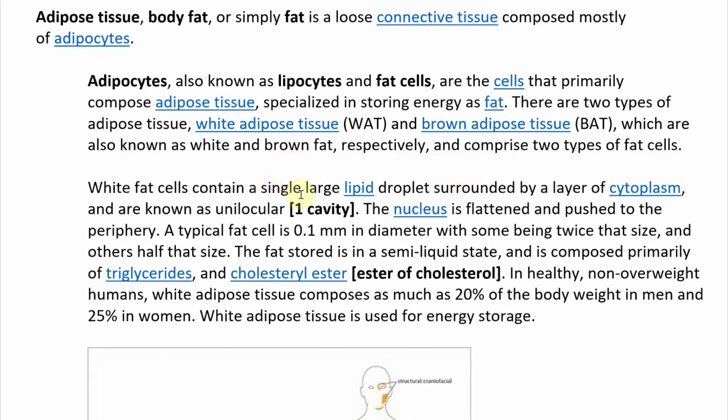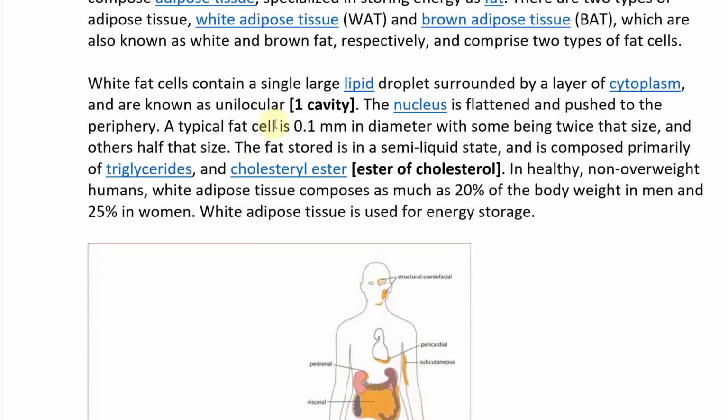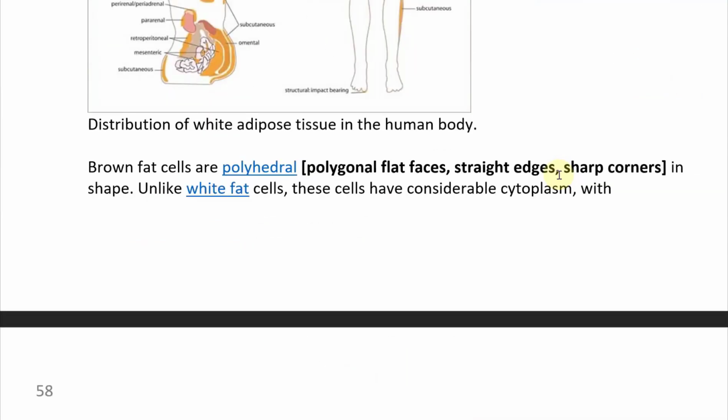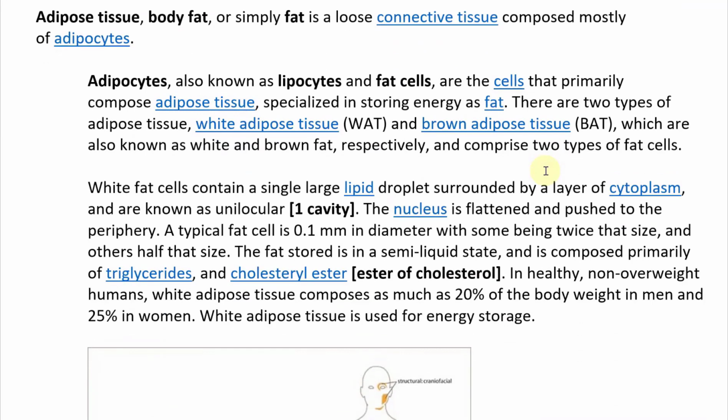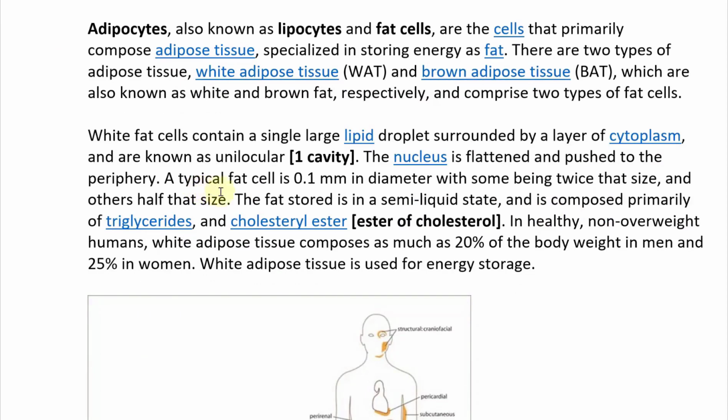White fat cells contain a single large lipid droplet. Again, lipids are insoluble in water but soluble in nonpolar solvents. It's surrounded by a layer of cytoplasm and is known as unilocular, or one cavity. We'll go over cytoplasm later in this video, which is a key component in cells. The nucleus is flattened and pushed to the periphery, and a typical fat cell is 0.1 millimeter in diameter. We'll go over the nucleus later in this video as well, with some cells being twice that size and others half that size.